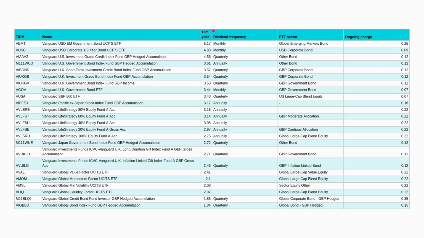And if we rank those funds available from Vanguard by their 12-month yield, you can see that at the top of the table, we still have Vanguard US dollar denominated emerging market government bonds with a yield of over 5%.